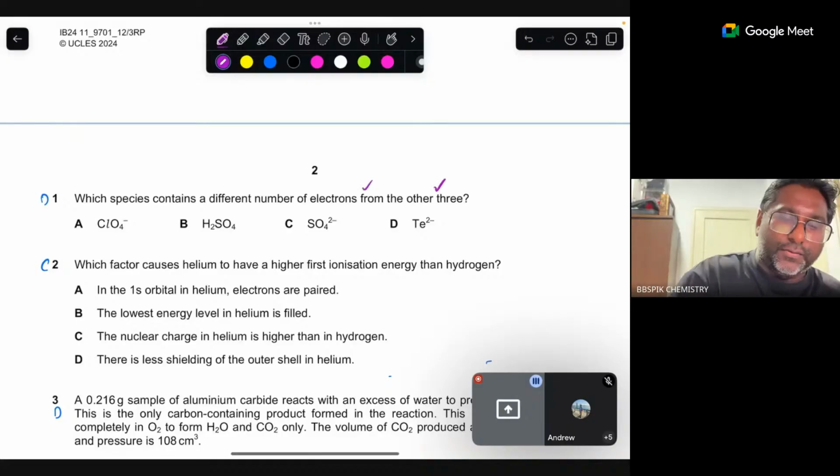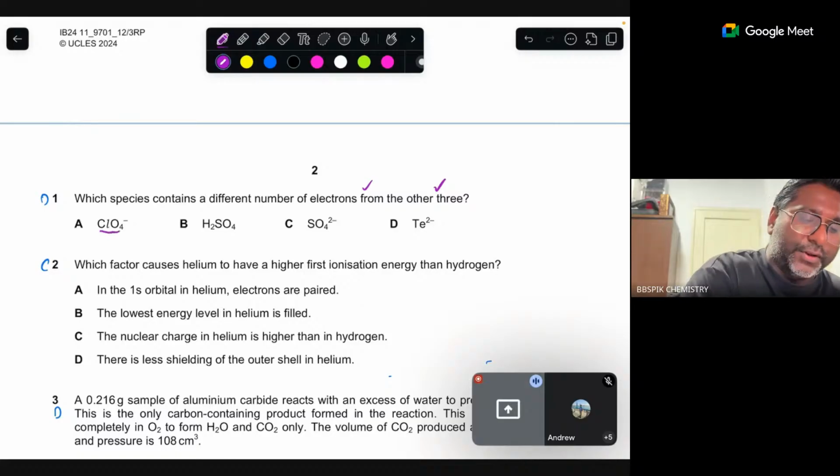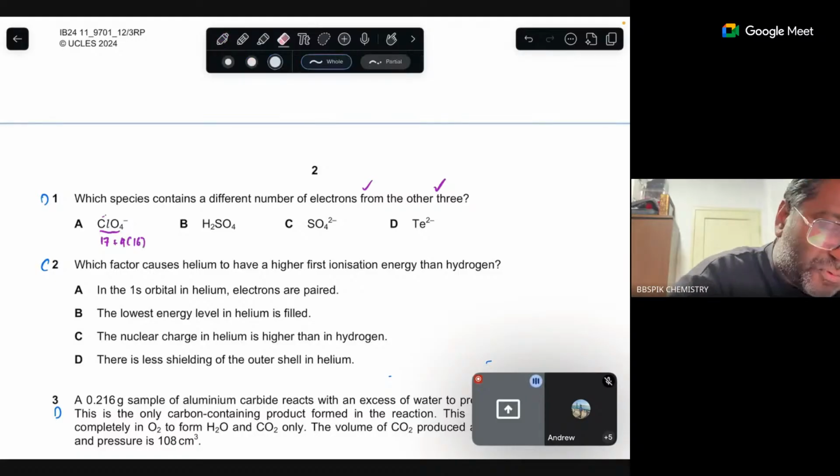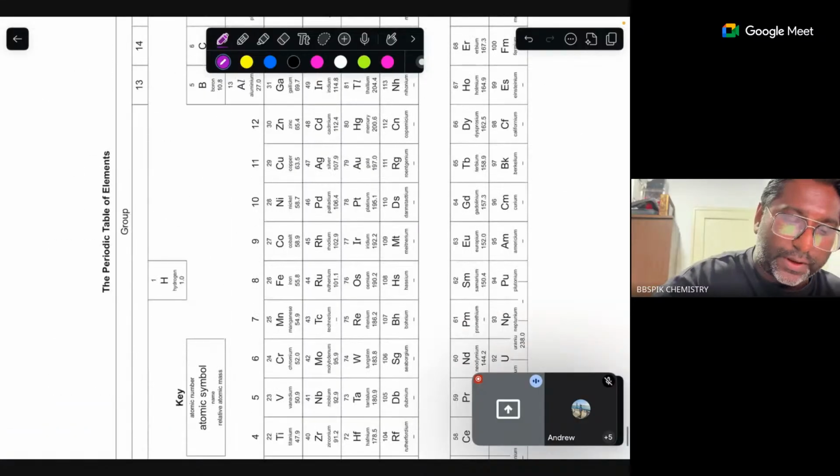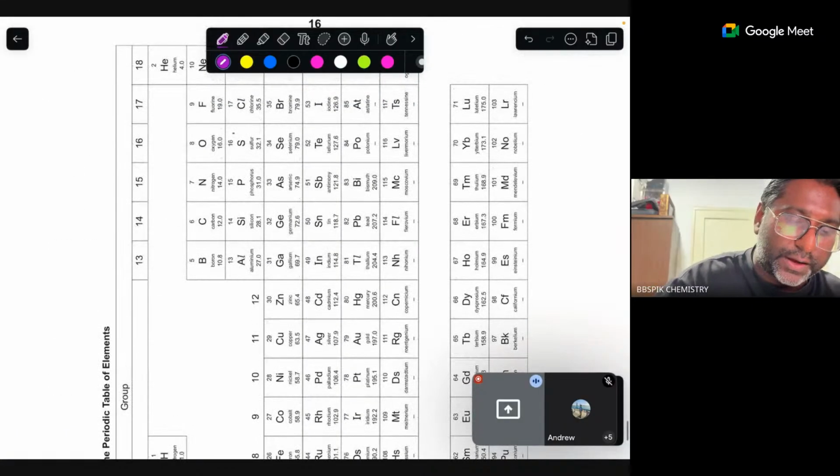If you want to solve this, we need to look into the number of electrons. So the number of electrons, Cl is 17. Don't look at the mass. You can refer to the periodic table. 17 plus 4 times 8. And for sulfur, quickly you can just look over here, the 16 on top.